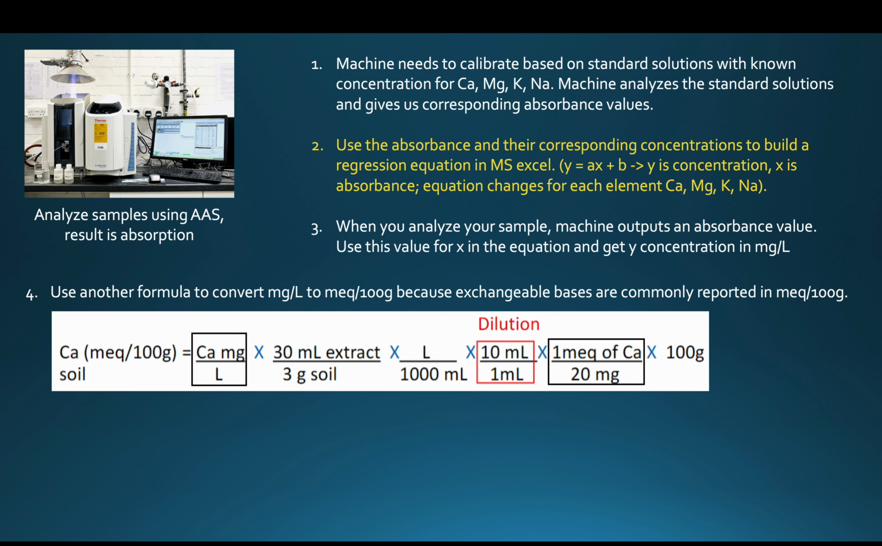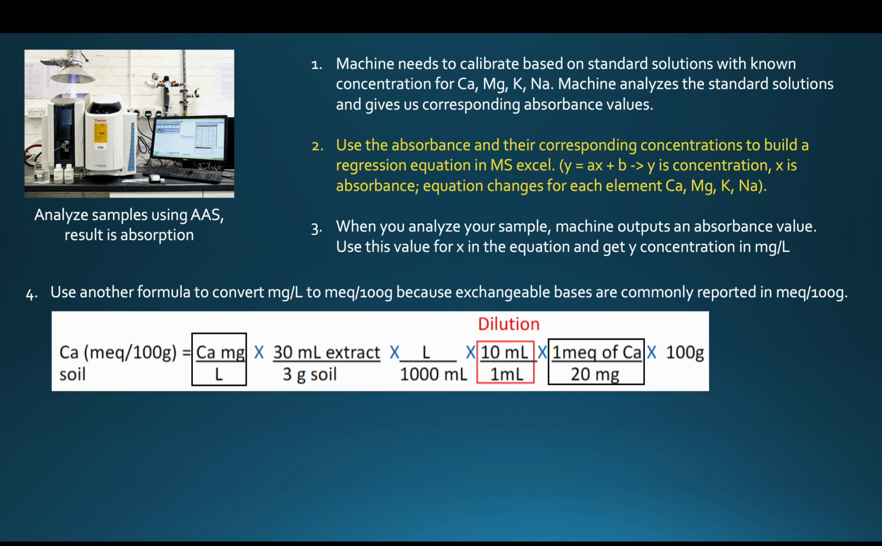Sodium, for example, 23, potassium, 39.1 for atomic weights. Both of those have a singular valence, so those are the same in milligrams per milliequivalent. And then we scale everything to per 100 grams of soil, getting us to milliequivalents per 100 grams of soil. It's kind of a standard method.